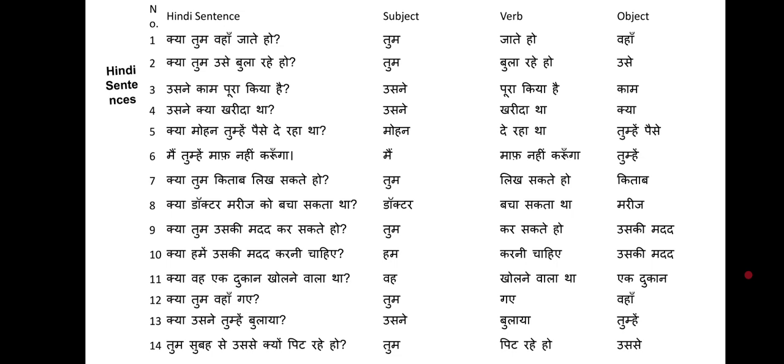First sentence we have, क्या तुम वहाँ जाते हो? तुम is the subject here, जाते हो is the verb, and वहाँ is the object here. क्या तुम उसे बुला रहे हो? तुम is the subject here, बुला रहे हो is the verb, and उसे is the object here. उसने काम पूरा किया है. उसने is the subject here, काम पूरा किया है is the verb, and काम is the object.